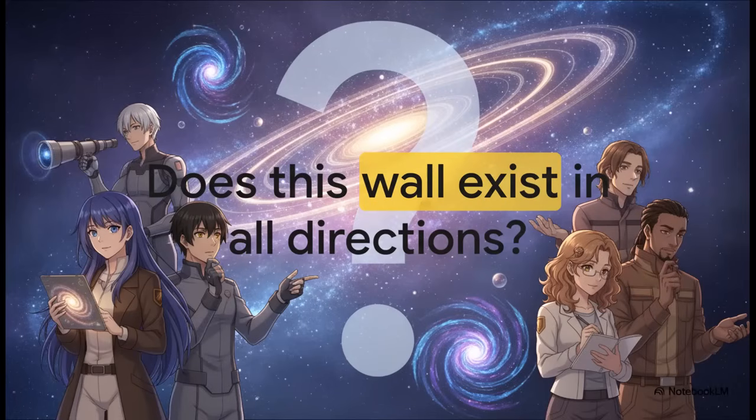Which naturally leads us to ask, does this wall exist in all directions? I mean, if this boundary is shaped by a central, invisible gravitational well, like a standard dark matter halo, that wall should look identical no matter which way we look, right? The sphere should be totally uniform. So if we expand our spatial volume and look behind the galaxy, do we see that exact same wall?